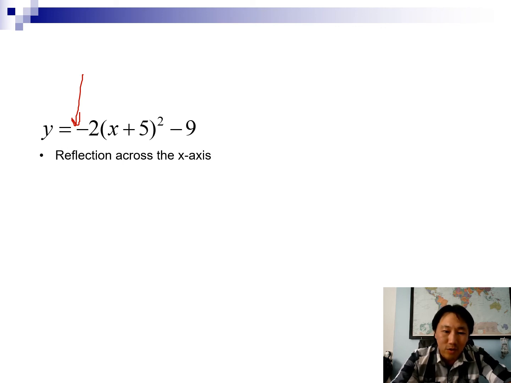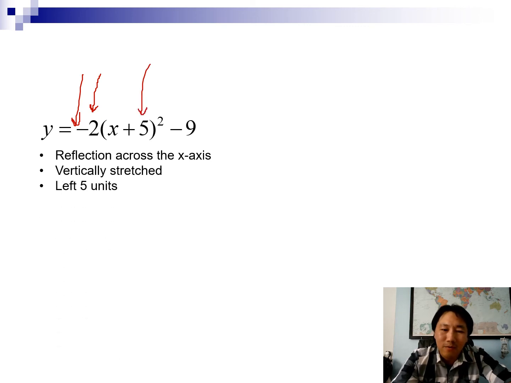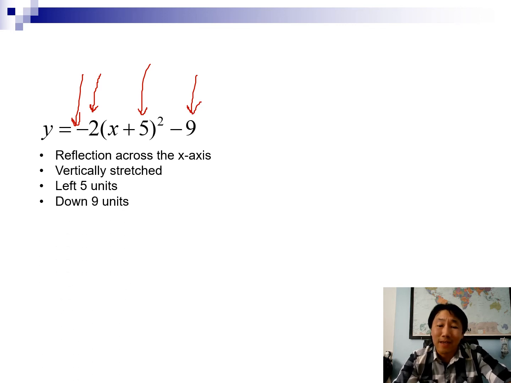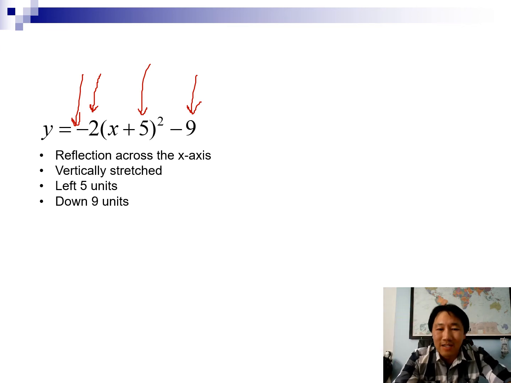How about this 2? Vertically stretched. It got kind of skinnier. How about this 5? Inside the parentheses, moves to the left 5 units. And then finally, this -9 means it goes down 9. So that's kind of cool. Looking at that super complicated equation, you can tell exactly what it looks like and how it goes.